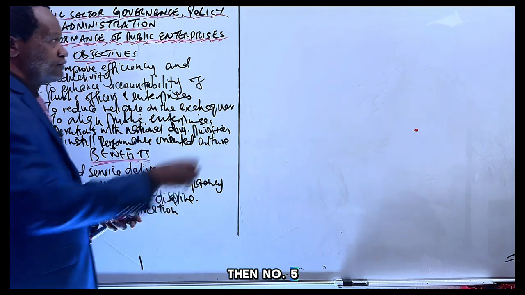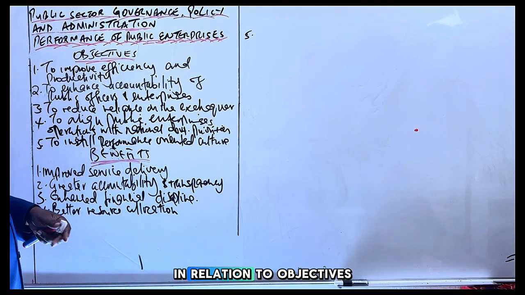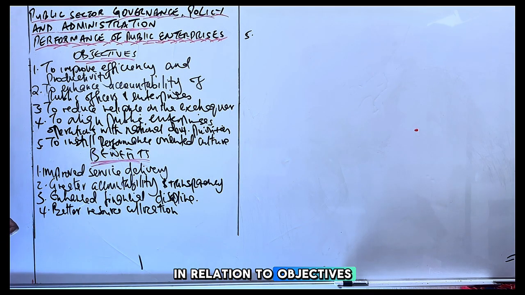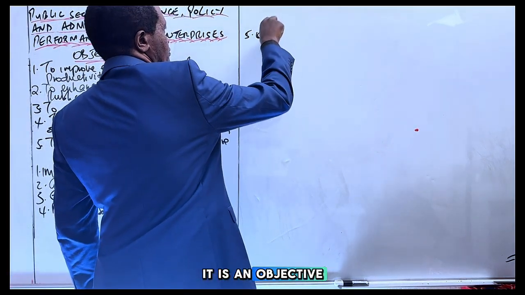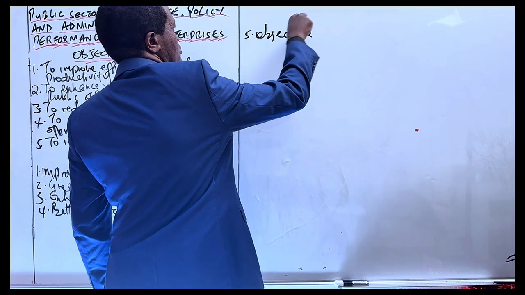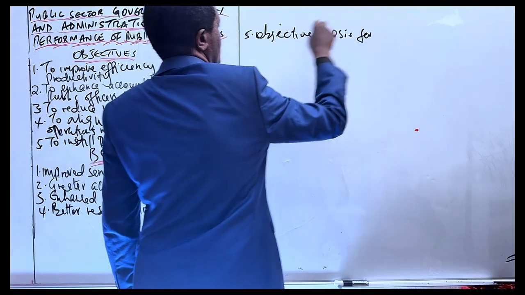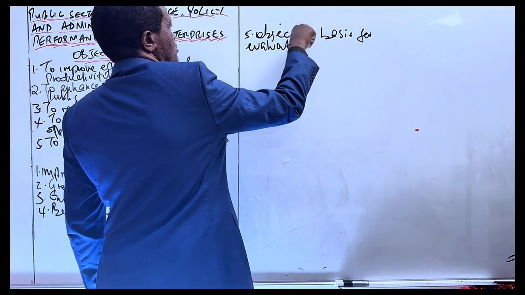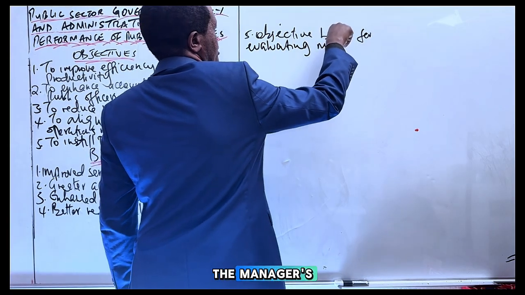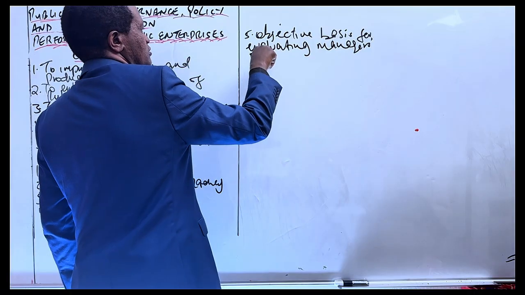Then number 5, the 5th benefit is in relation to objectives. That is an objective basis for evaluating the manager's performance.